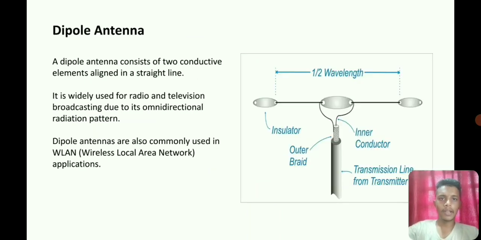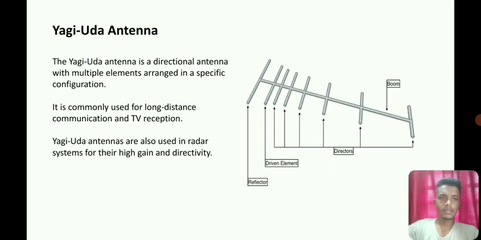And the dipole antennas. A dipole antenna consists of two conductive elements aligned in a straight line. It is widely used for radio and television broadcasting due to its omnidirectional radiation pattern. Dipole antennas are also commonly used in wireless local area network applications.